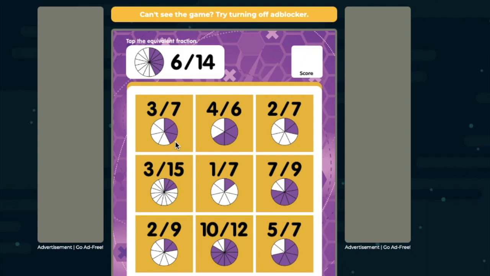Okay, now I see that there are 3 pieces here, and there are twice as many pieces here, but it's the same amount. So these pieces in 3/7 are twice as big, so we need half the amount. So 3/7 times 2/2 would give us 6/14. So that must be our answer. Oh yeah.